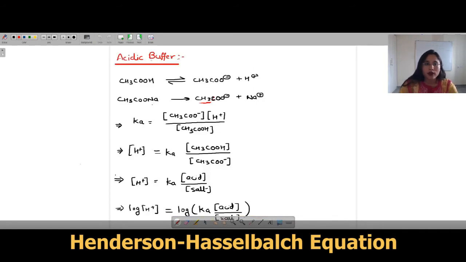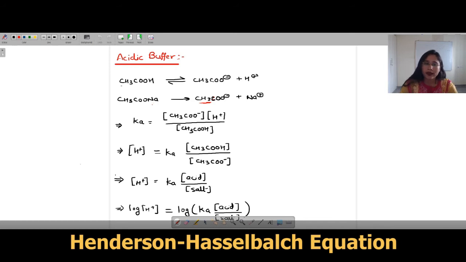Before starting the classification of buffers, we should first know what a buffer is and how it works. A buffer is a solution with the ability to resist changes in pH value on addition of a small amount of acid or base.